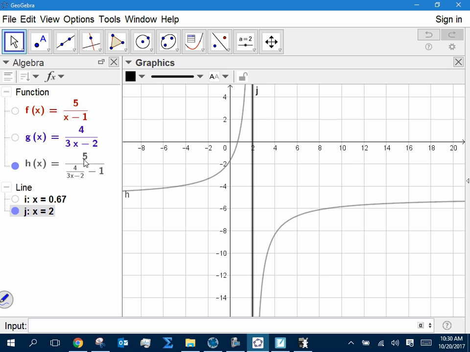Well, you can go through and go 5 divided by, and then I get to this part, and that's an indeterminate value. So I don't know what to do with that. Can't subtract 1 from an indeterminate value. I can't take 5 divided by an indeterminate value. So 2/3 is a big deal here.